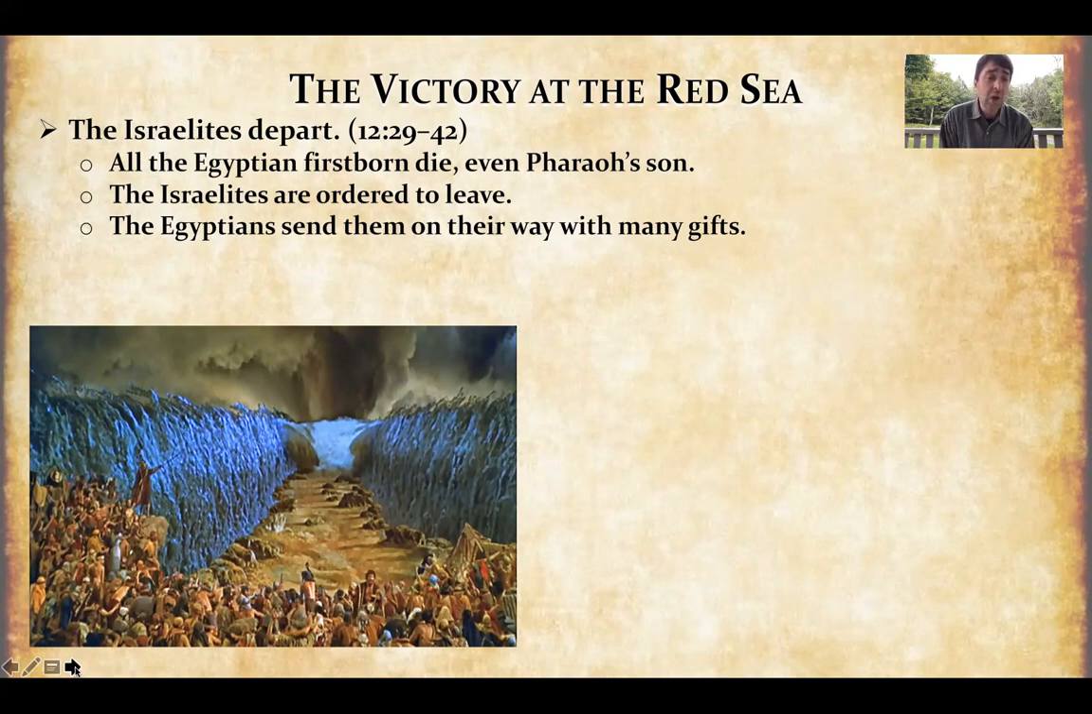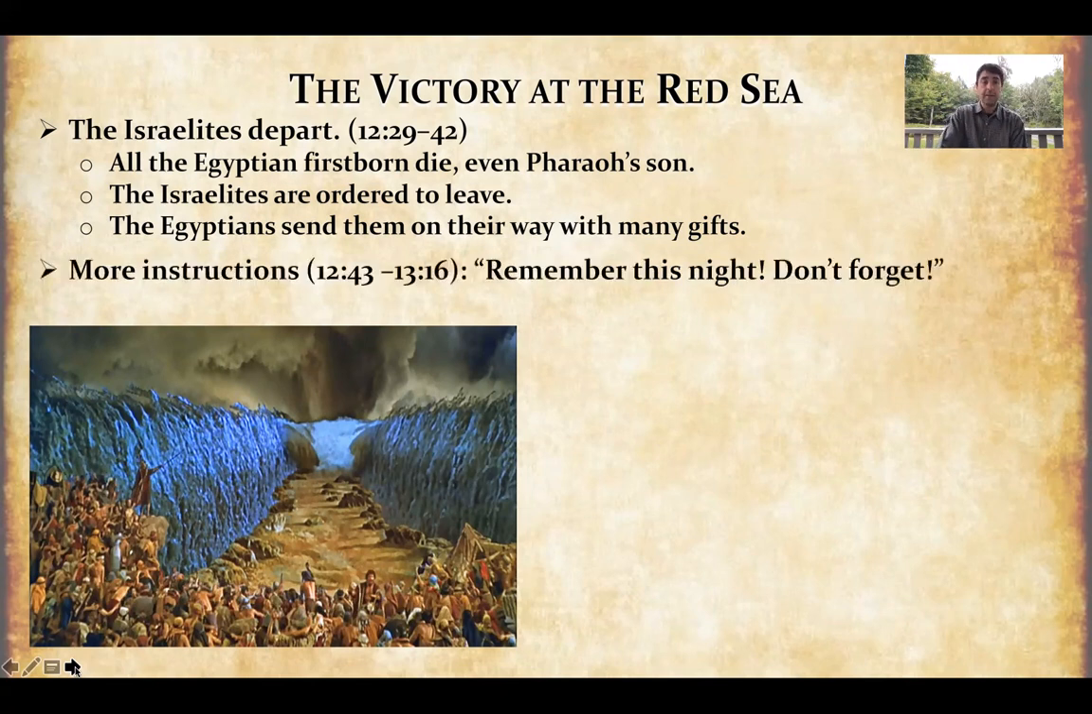So they're trying to get these Hebrews out of Egypt as fast as possible, and to send them on their way, they're giving them many gifts. And this is what's often called the despoiling of the Egyptians, because the Egyptians freely gave all this stuff to them and said, here you go, have a nice day, get out. So as to avoid any further suffering and death.